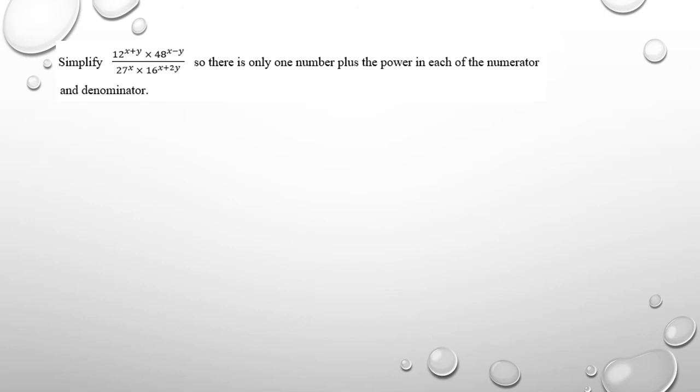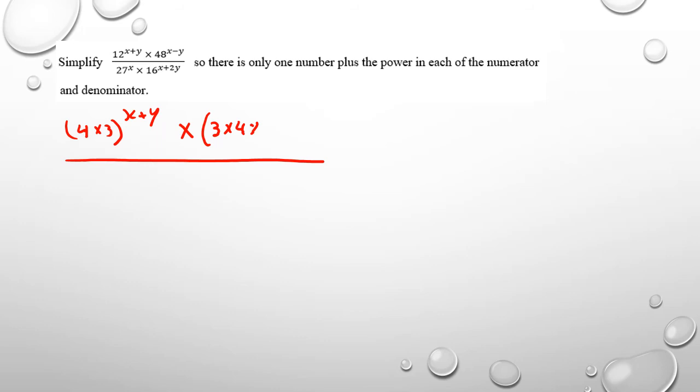So you can tell from the numbers in there that you will have to rewrite them all into bases of 3s and 4s, basically. So what we're going to do, we're going to start with the first one, 12 to the base of x. I'm going to write the 12 as 4 times 3 all to the power of x plus y, times the next one, the 48. The 48 is going to be written as 3 times 4 times 4 to the power of x minus y. I can't play anything with the powers if the bases are not the same.